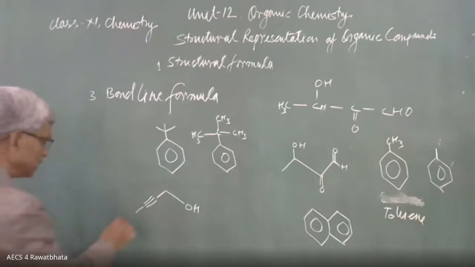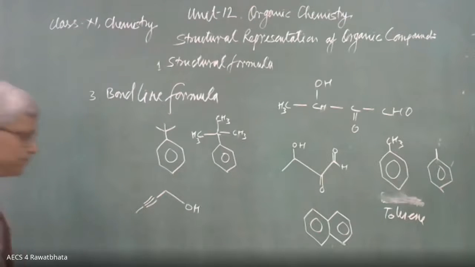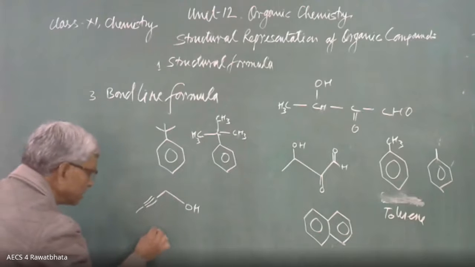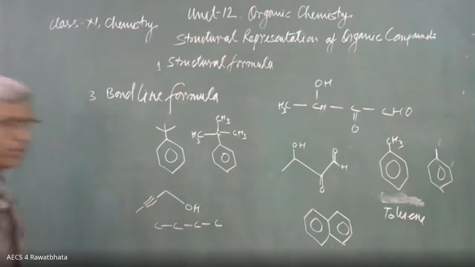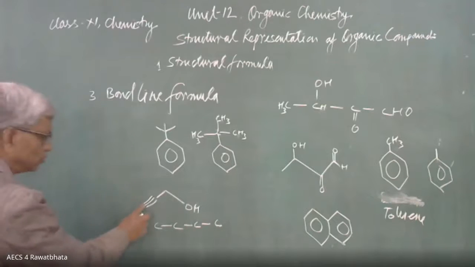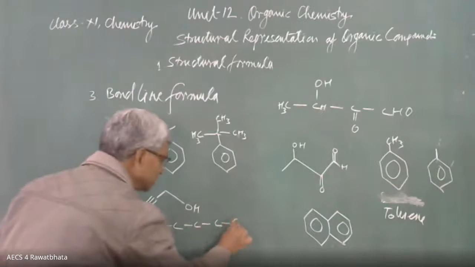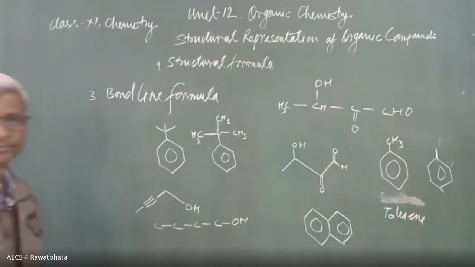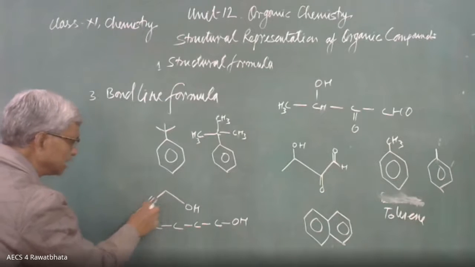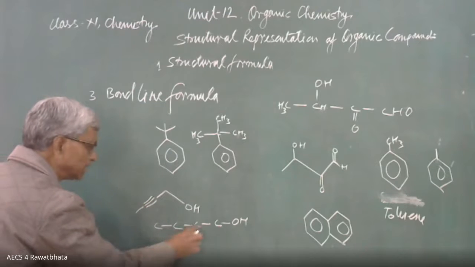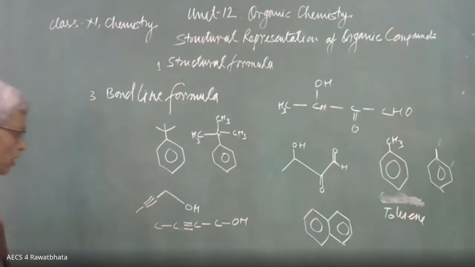So what to do? 1, 2, 3, 4 carbon atoms are present in this compound. So what we have to write here? C 1, 2, 3, 4. 4 carbon atoms. And the fourth carbon atom is connected with the OH. Attach sufficient hydrogen. Here is 1, 2, 2, 3. Between 2 and 3, there is a triple bond. And finally attach hydrogen.